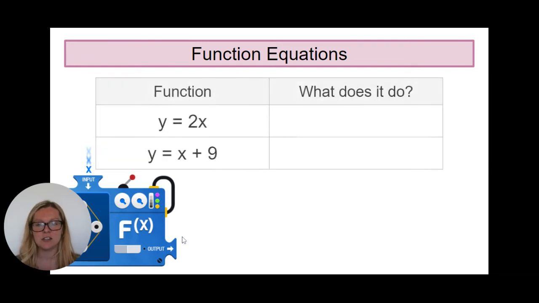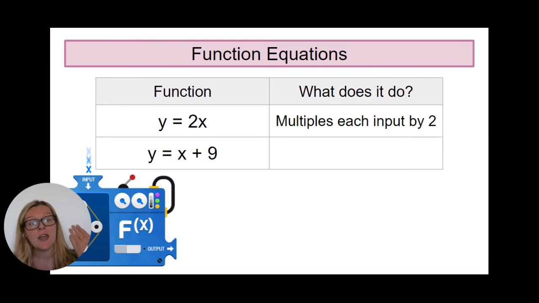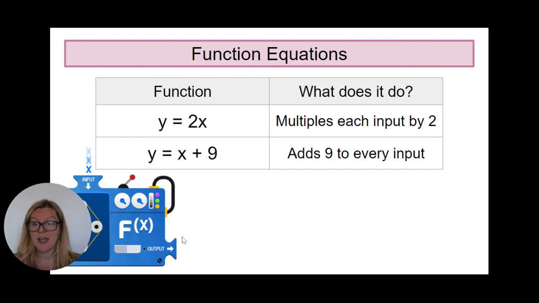Okay, so let's look at two examples. So we have y is equal to 2x, which we just talked about. What does it do? It multiplies each input by 2. So let's look at one more example. If we have y is equal to x plus 9, what is this function doing? Well, it's taking every x value and it's adding 9 to every input.